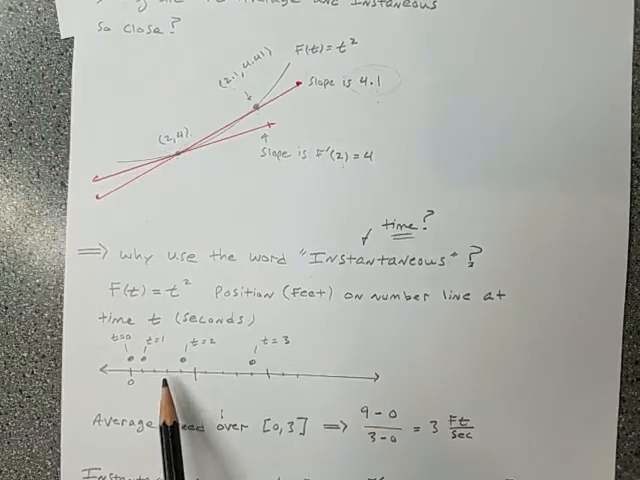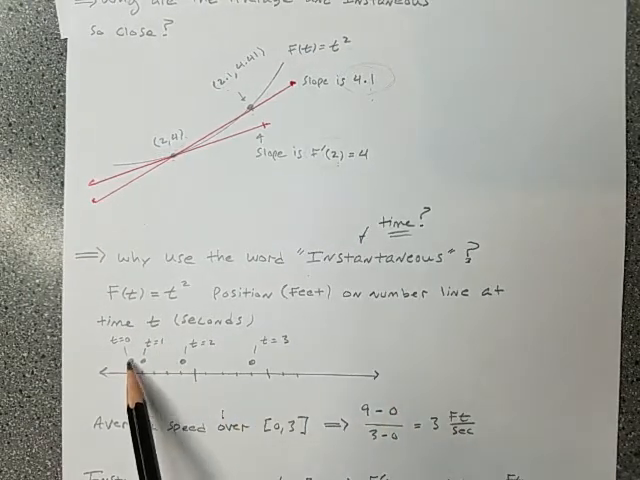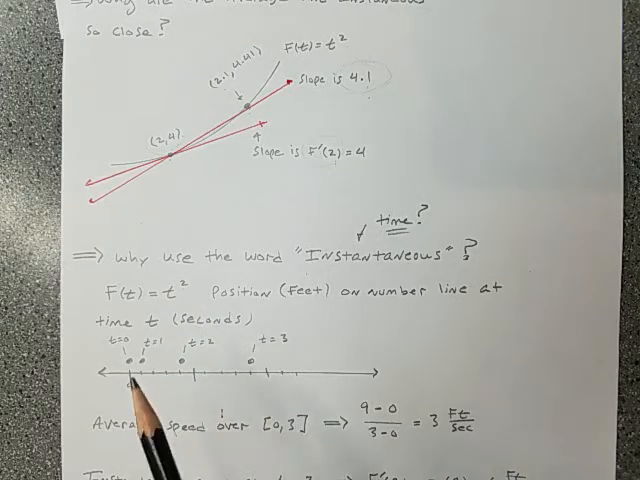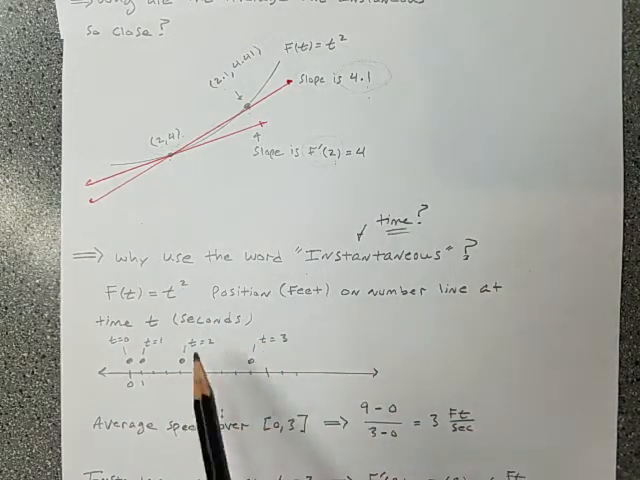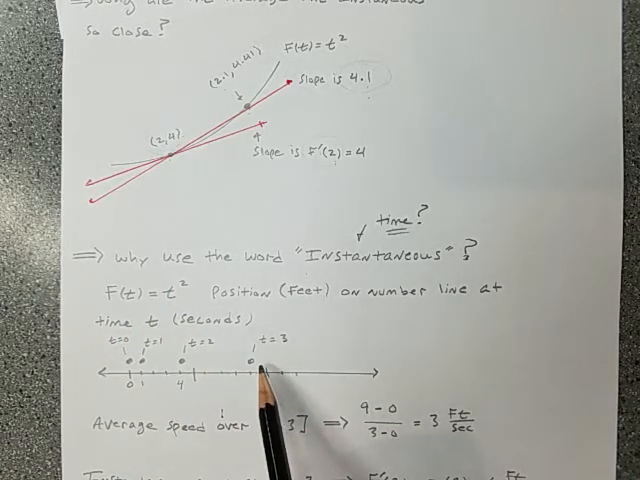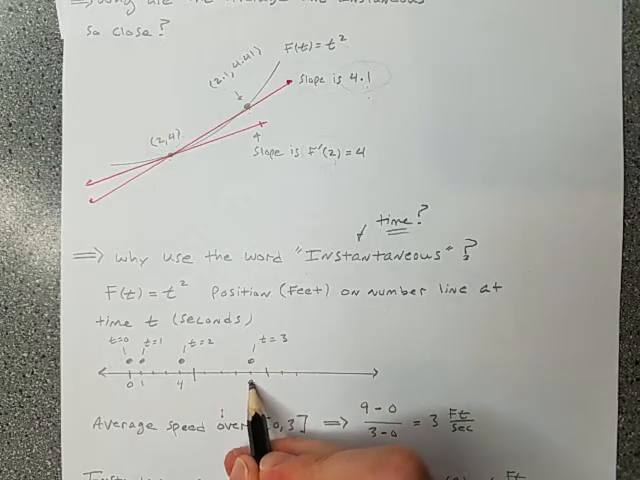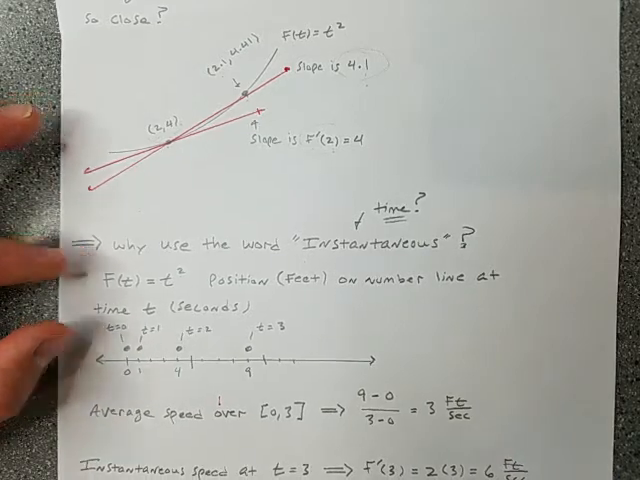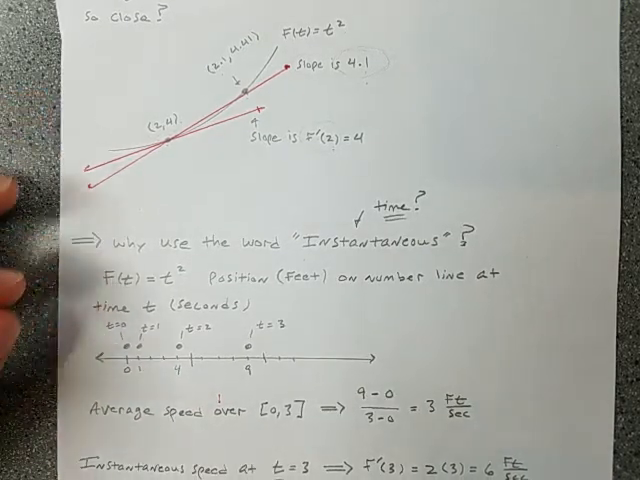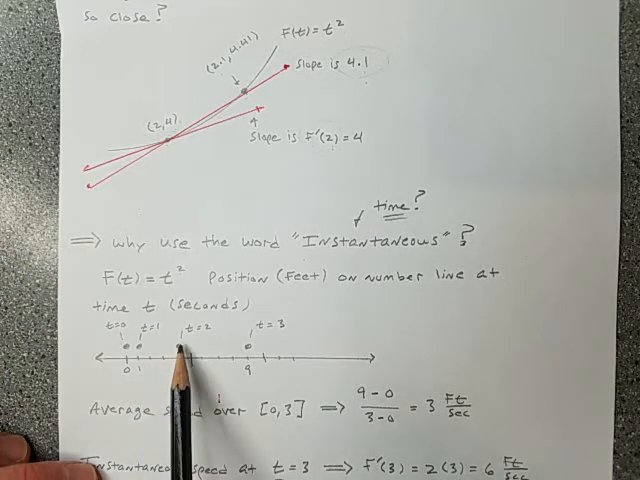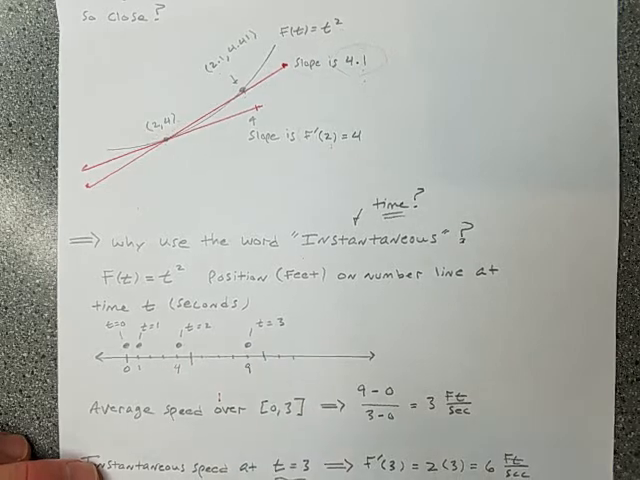Okay, so I drew the number line and I put my marks, and when t is equal to 0, 0 squared is what we get, so you're at the 0 mark. When t is 1, 1 squared is 1, so you're at the 1 mark. When t is 2, 2 squared is 4, so you're at the 4 mark. And when t is 3, 3 squared is 9, so you're at the 9-foot mark, and so on. So you have to grant me that. That's what this function does. Something's moving. 1 second later, it's here. 1 second later, it's here. 1 second later, it's here.